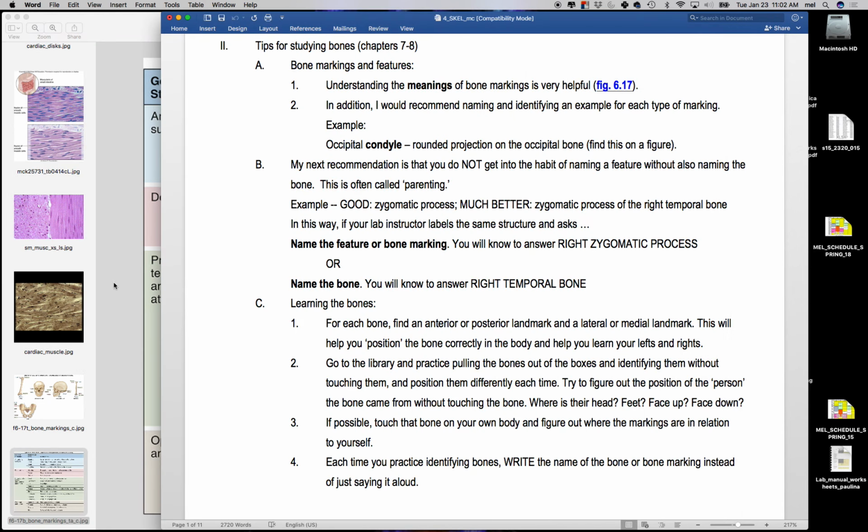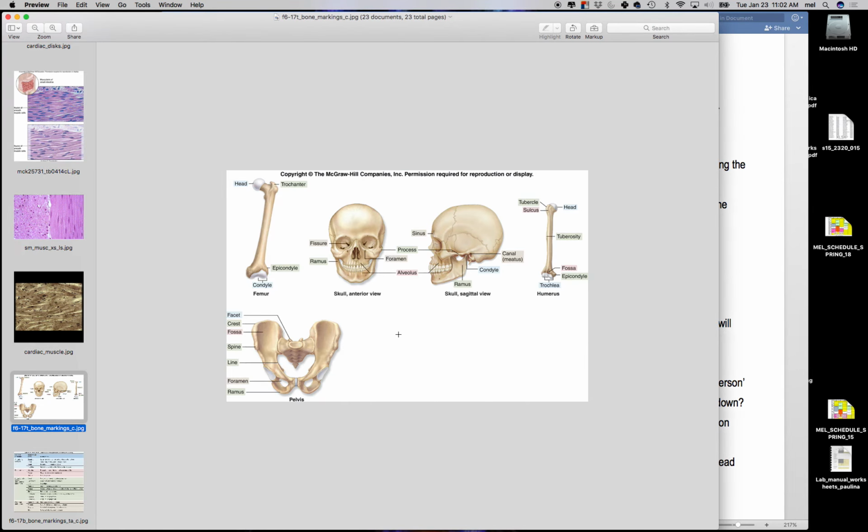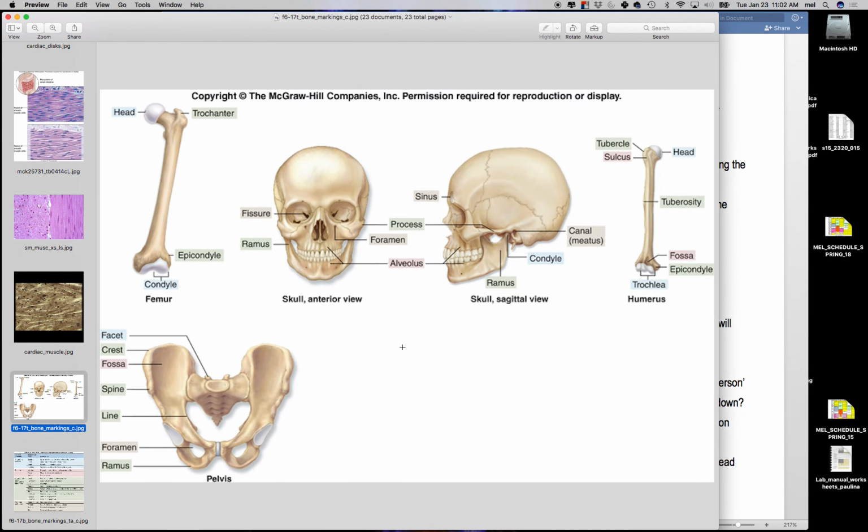And then the next recommendation, and this is one that most people just will not do until they flunk something, but damn, I wish they would. The next one is to, once you find a feature, you have to pair it or parent it with the bones. So stick with me for a second.